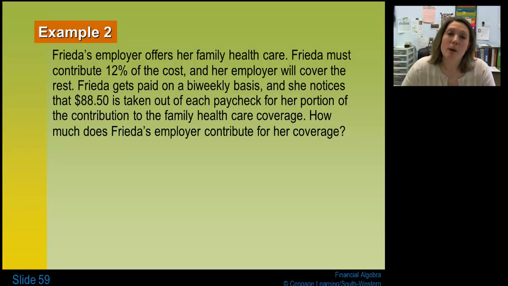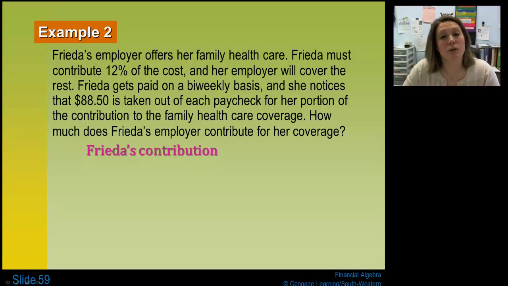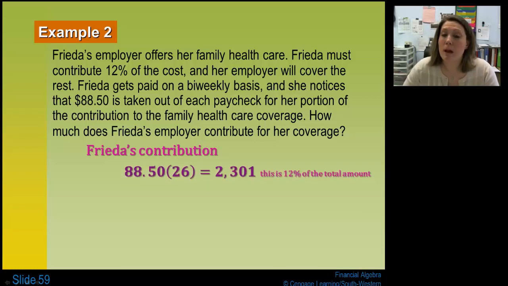So there's a couple pieces to this because we want to find out the employer contribution. The first thing we have to do is find what Frida contributes. Well, we know that $88.50 is taken out of her paycheck every 2 weeks. Every 2 weeks means she gets 26 paychecks because that's bi-weekly. So $88.50 times 26 is $2,301. This value here is 12% of the total amount.